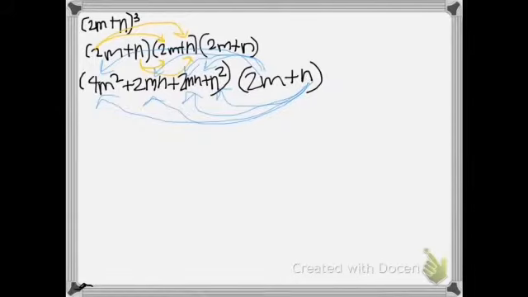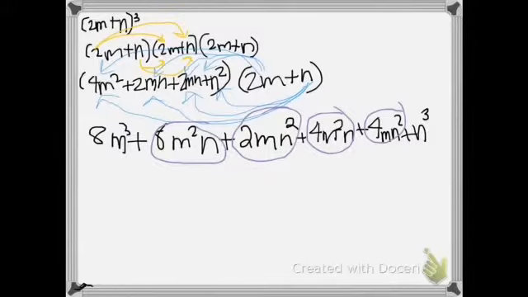First you double distribute the first two factors, then after you do that, distribute the last 2m plus n to the new equation. Then you combine like terms.